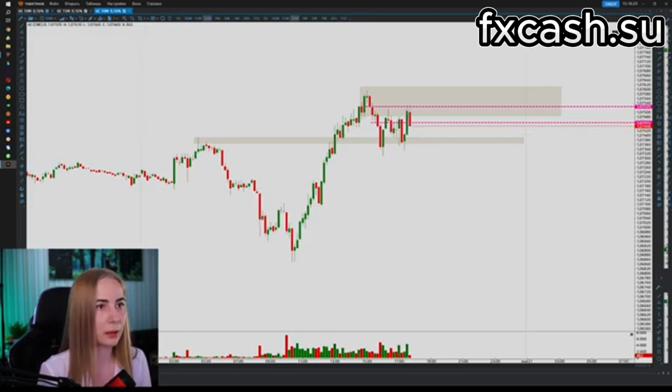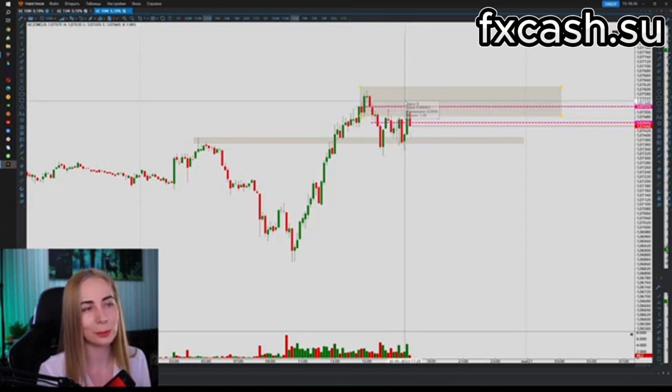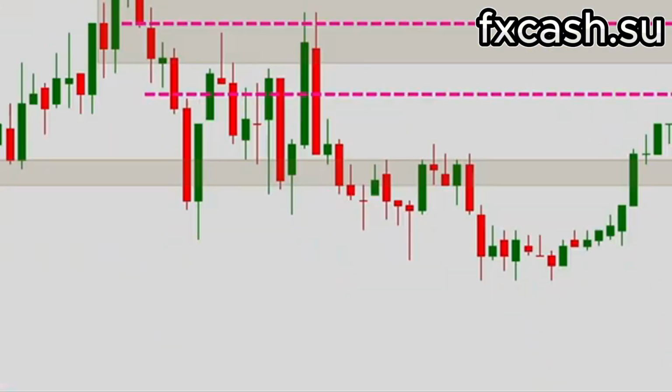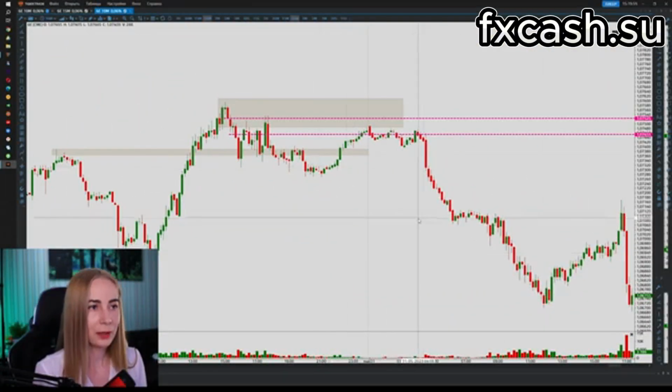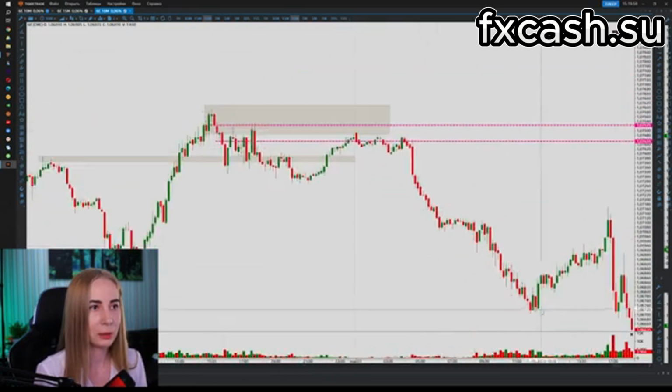Moreover, look at the further development of events. Retest. By the way, you can even build a separate strategy on such retests. Very interesting thing. Retest of this zone. Look, I immediately rewound here to show you the further development of events, and how bad it is to transfer a position to break even.